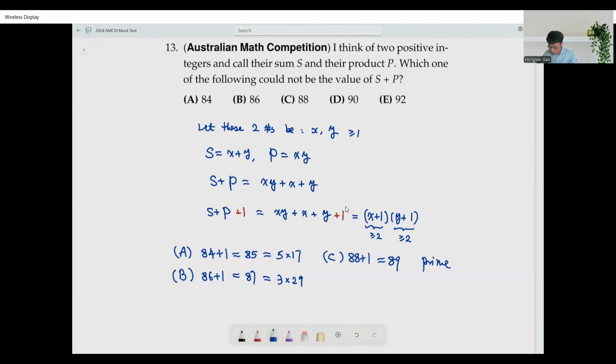Let's also just check D and E to see they are possible. D, 90 plus 1 becomes 91, which can be factorized into 7 times 13. That's possible. E, we have 92. If we add 1, it's 93, which can be factorized into 3 times 31. That's also possible. Say X equals 2 and Y equals 30. So here the answer is C, 88.